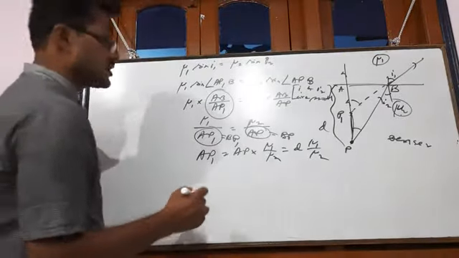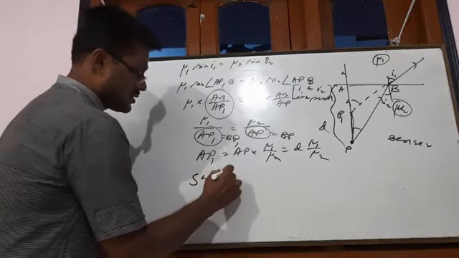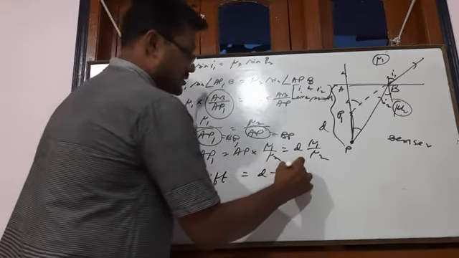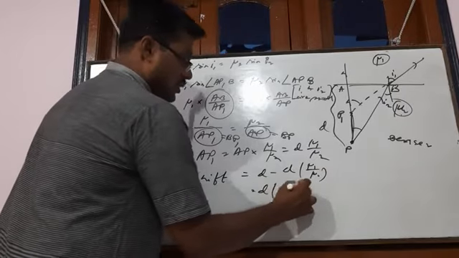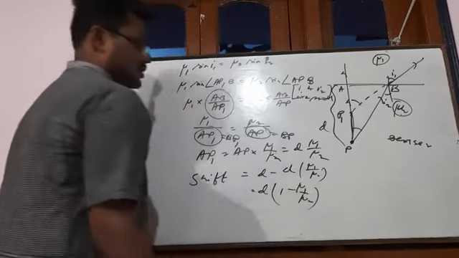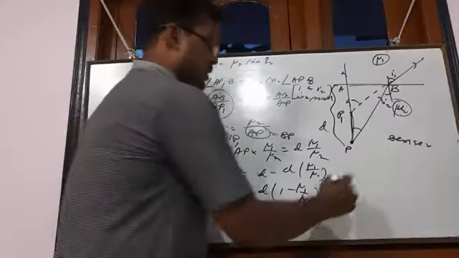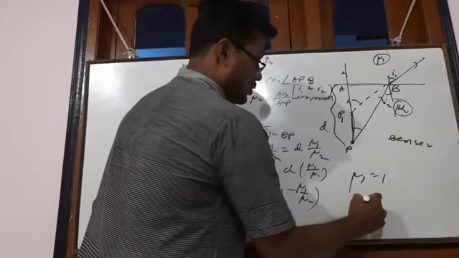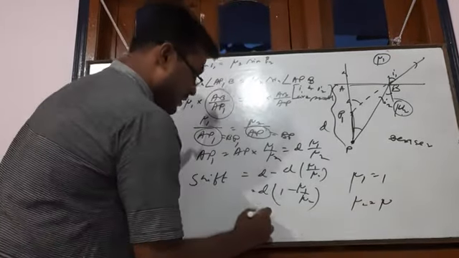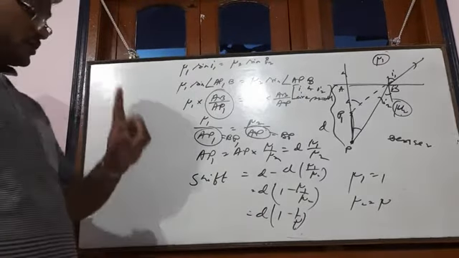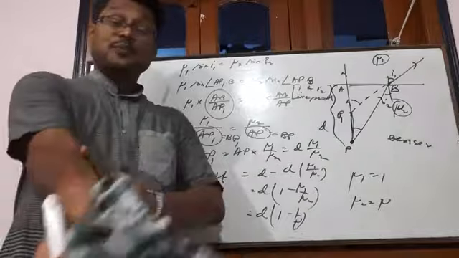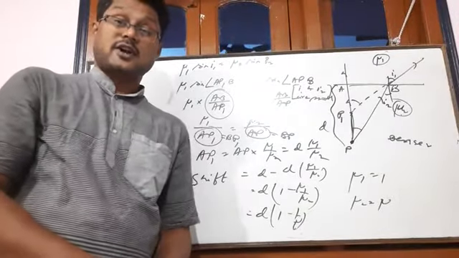Then what is the shift? The shift is D minus D into mu1 by mu2. Taking D out, D times 1 minus mu1 by mu2. And you can put the value of mu1 equal to 1 and mu2 equal to mu. Then you will get D times 1 minus 1 by mu. So this is the way to find out the normal shift, and the lateral shift I have said already.